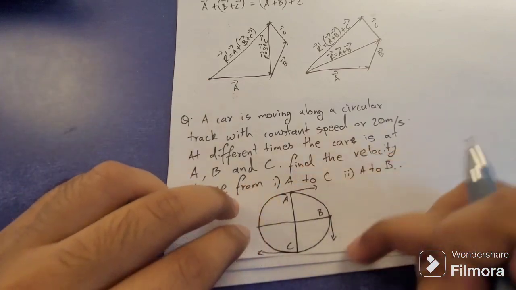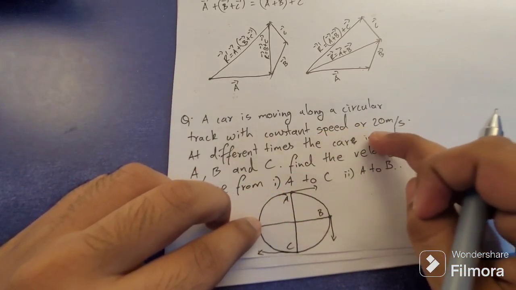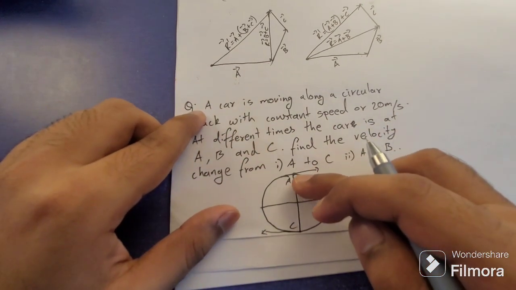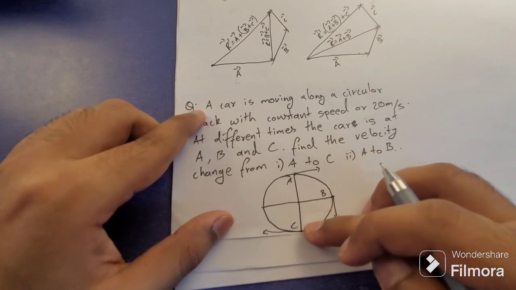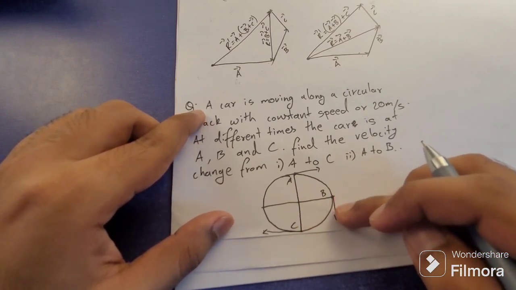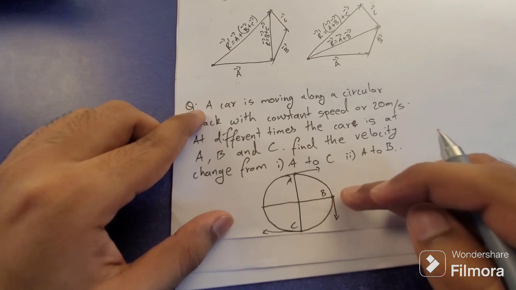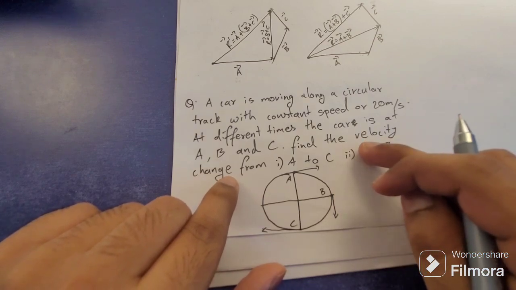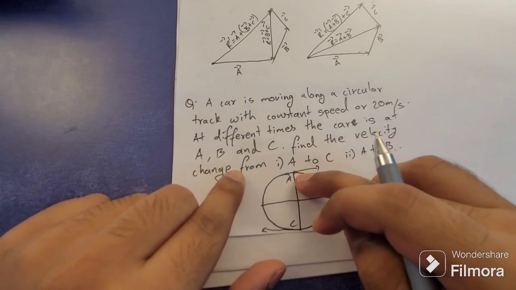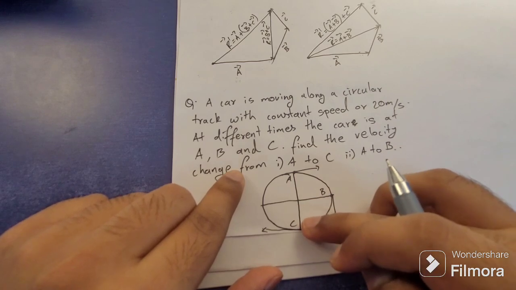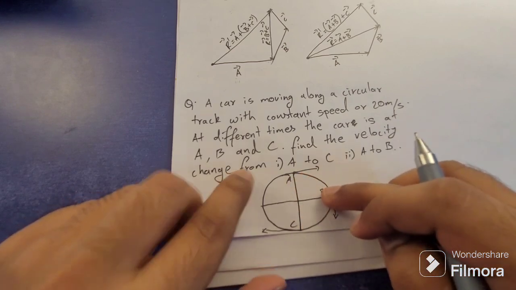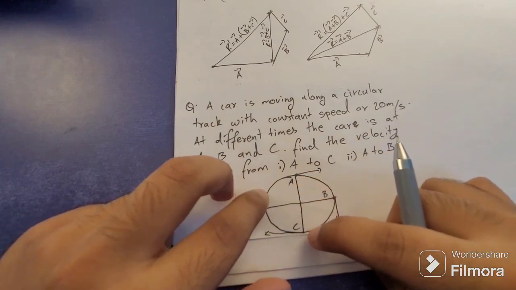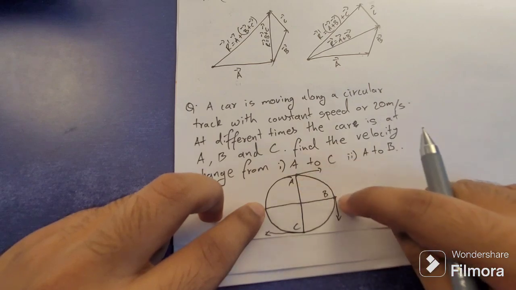So the car is moving along a circular track with constant speed of 20 meters per second. And at different times, at different instants, the car is at point A, point B, and point C. So the arrows just represent the direction of its velocity at that particular instant. So what we need to calculate is the change in velocity, the velocity change in going from A to point C and in going from A to point B. So what was the change in velocity of that car when it went from point A to point C and from point A to point B?